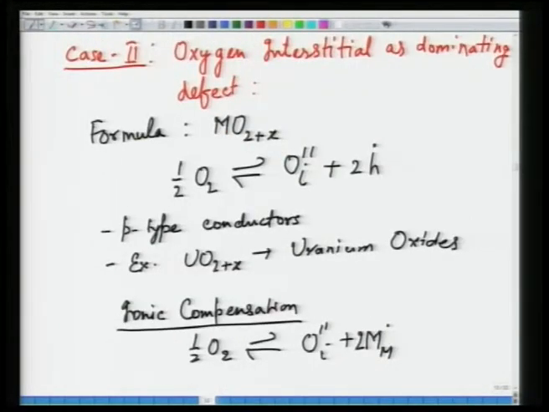The second case was oxygen interstitial as dominating effect, and in that case again you have compensating effects. Defects could be holes or oxidized metal sites, and this is a common thing in, for example, uranium oxides, which turn out to be p-type conductors.